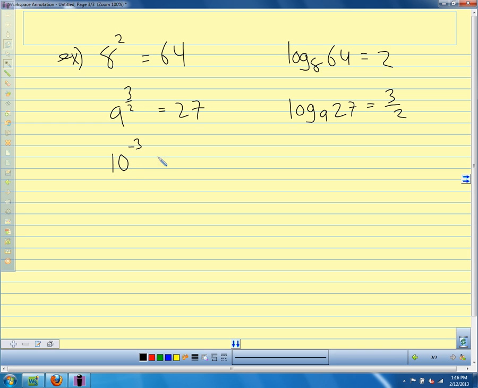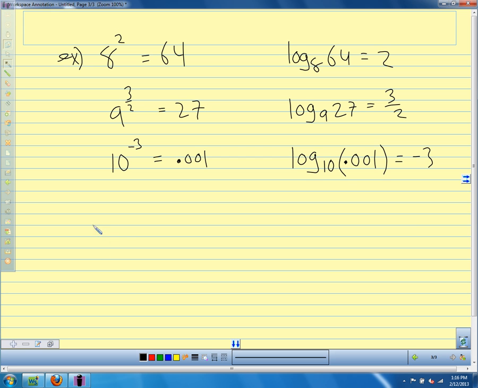10 to the minus third equals 0.001. How would I write that in logarithmic form? What do you think, Erica? Log to the base 10. Our base of our logarithm is the same as our base of our exponent. Log to the base 10 of 0.001 equals negative 3.